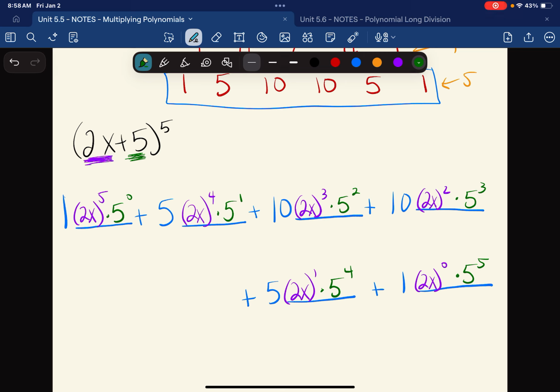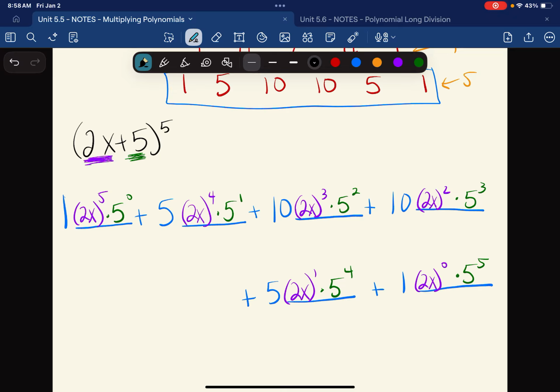If you want to always put both of your terms in parentheses, just so that you don't make that mistake or any mistake, that's fine too. I could have put all of those positive 5s in parentheses before taking them to a power. So it's just a preference there. All right, so let's simplify this down.